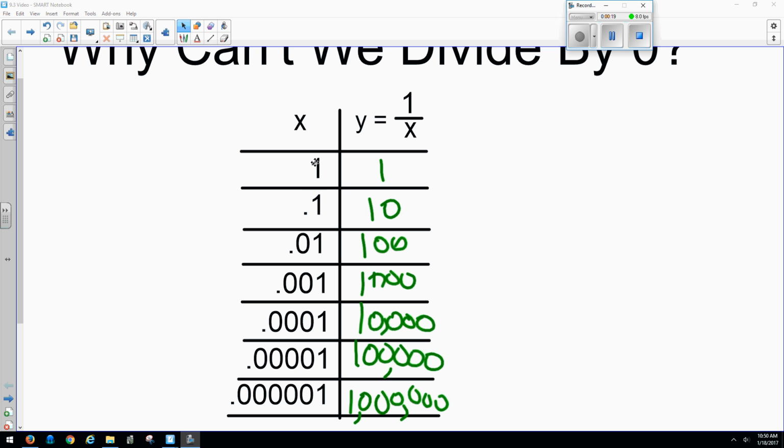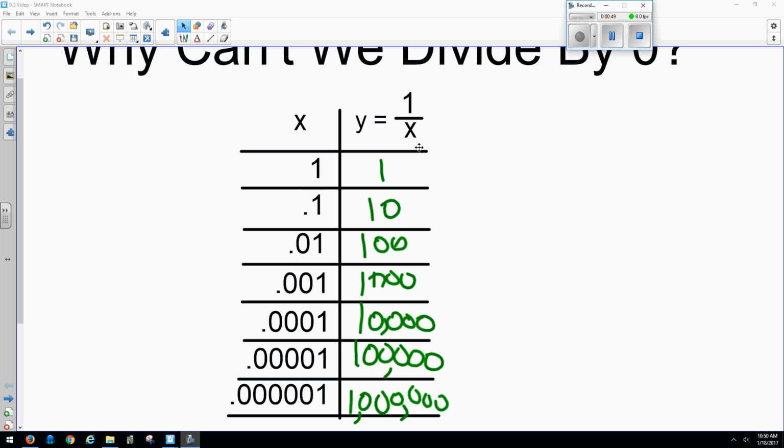As you can see, as x is getting smaller and smaller, where the value of x is really approaching 0, you can see that the y value is getting larger and larger. And so when x is approaching 0, the y value is approaching infinity. But there is no exact number for dividing by 0. And so when we're talking about the graph, we end up getting sort of an asymptote.